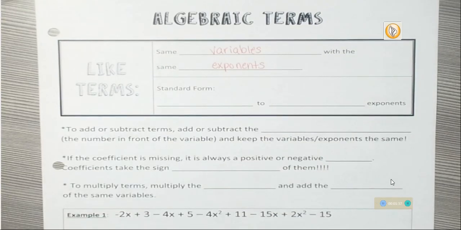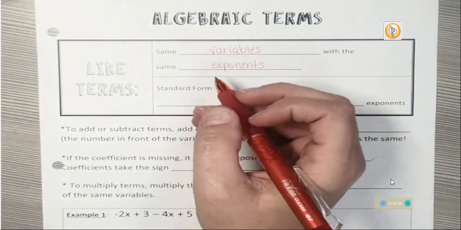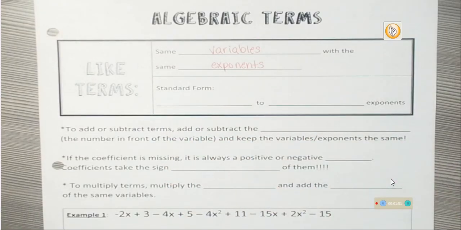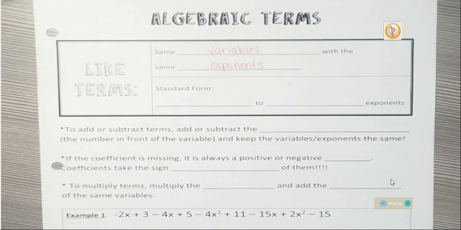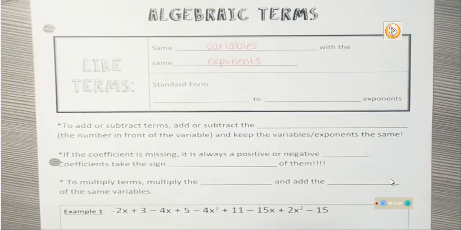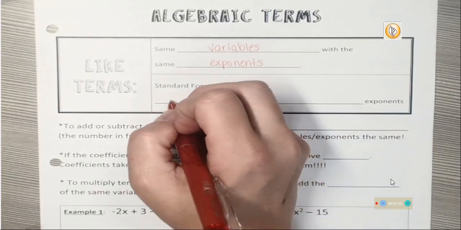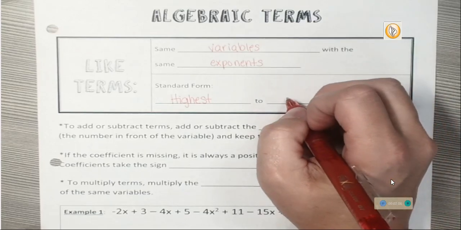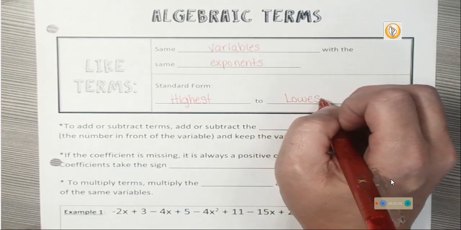So, when we combine our like terms and we add, subtract, sometimes they make us multiply, we have to make sure we write them in standard form. Okay? Standard form is in descending order. If you're going to descend a mountain, where do you start at? The top, and you go down. When you write terms in standard form, you start with the highest exponent, and you go to the lowest exponent.